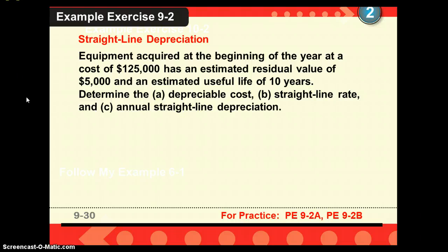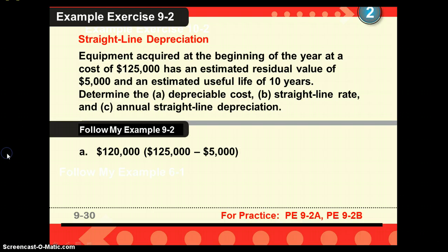A and C should be okay. Try B. Pause and attempt the problem. Let's see how you did. The depreciable cost is the purchase price minus the residual value. We are going to depreciate $120,000 for our asset in total.